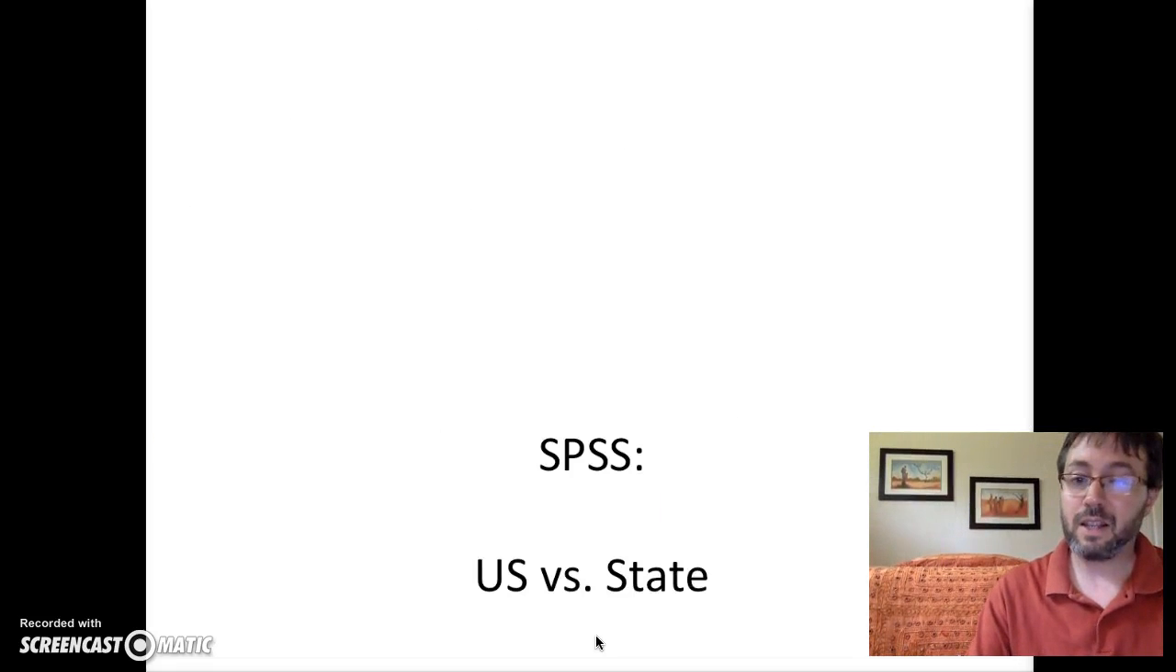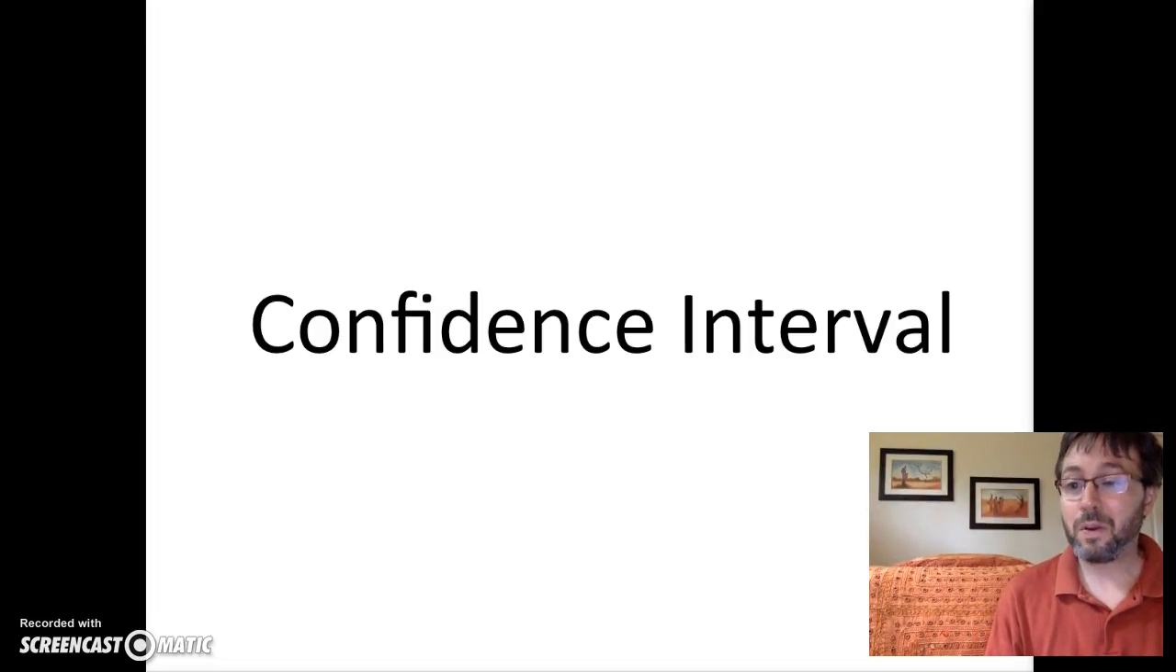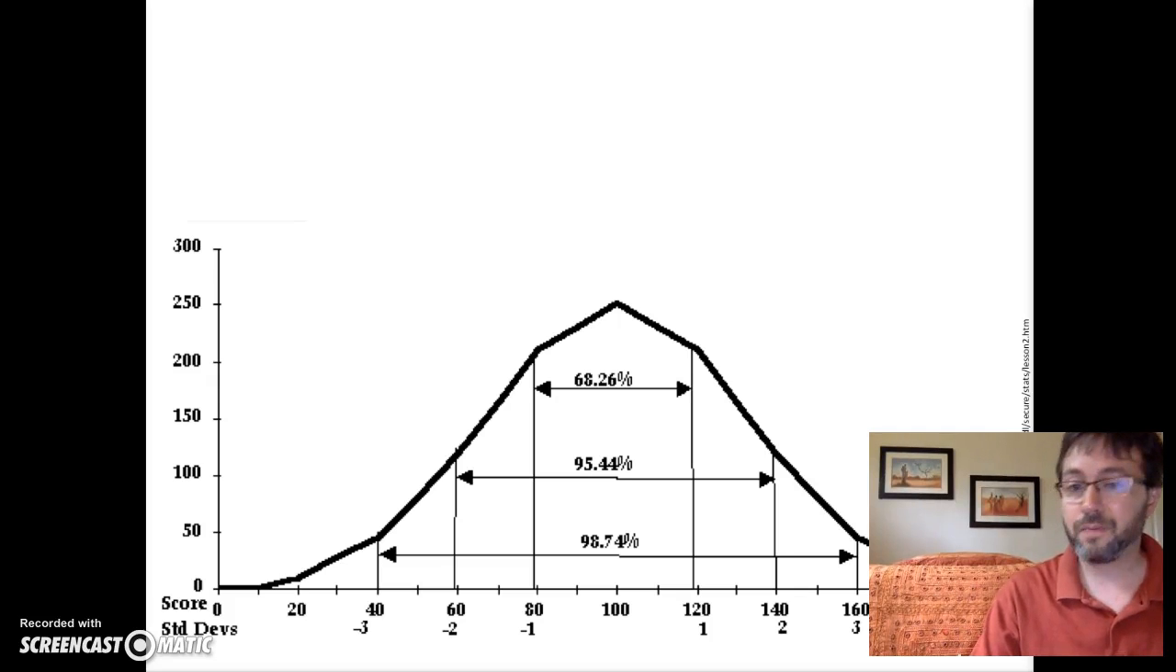So let's look at this in SPSS. Well, rather, before we look at that dynamic in SPSS, let's talk for a moment about confidence intervals and what they are. So if we look at this distribution of data, and we see that our mean value here is 100.